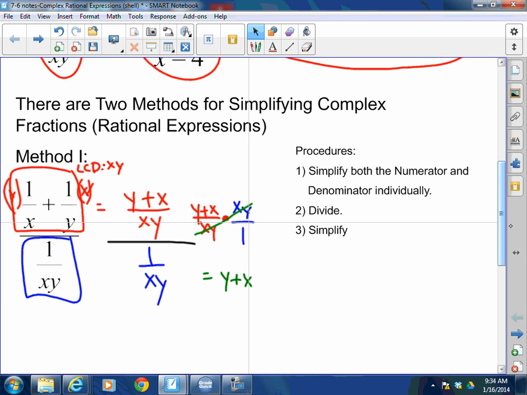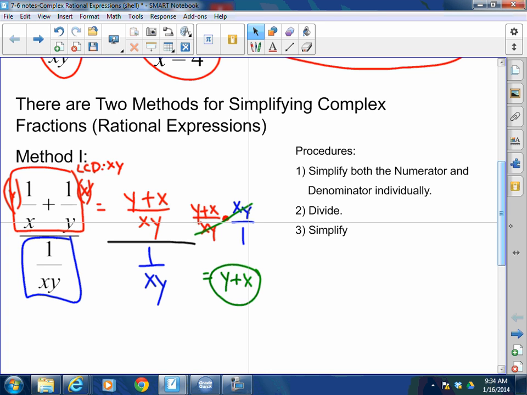And that part is simplify. You're done. Literally. Of course, this was nice and easy, but that's method 1. Simplify the numerator, simplify the denominator. Divide them, stay, change, flip, then simplify. Pretty straightforward, right?